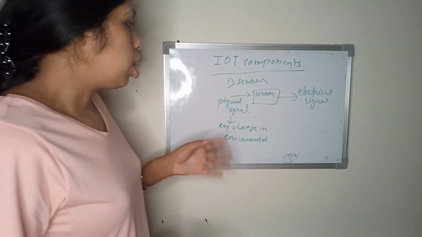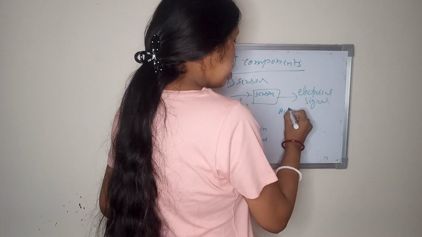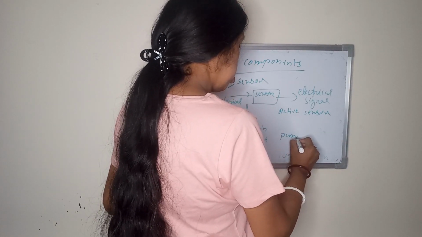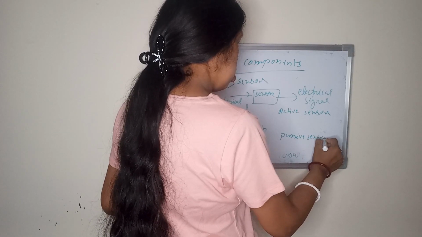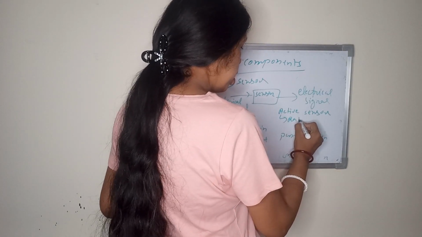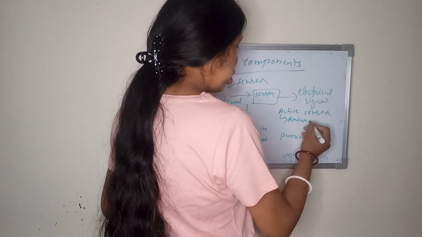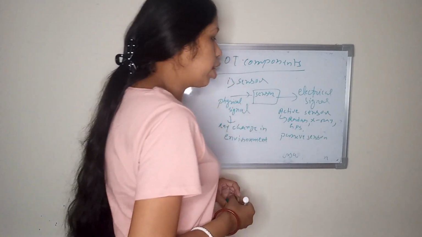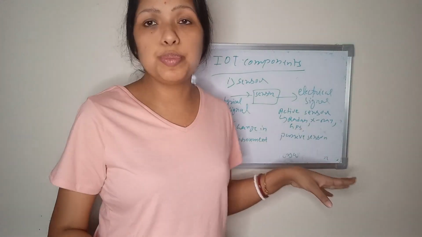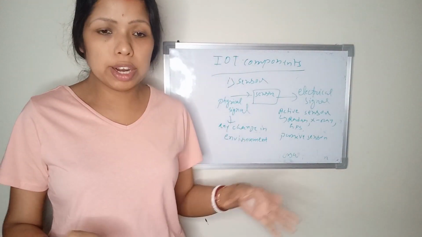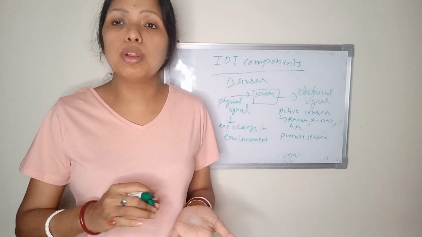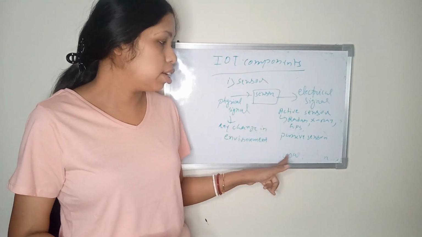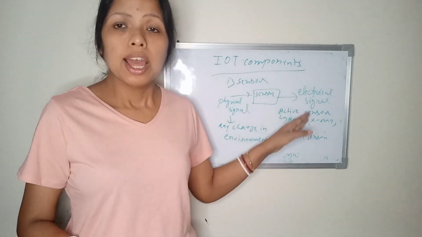There are normally two types of sensors: the active sensor and the passive sensor. Under the active sensor, you can think about radar, X-ray, GPS. These detect real-time data. Radar and GPS mainly detect real-time data. Whatever things are happening now, the same thing will be stored by the sensor immediately. Real-time data can be detected by the sensor, and radar and GPS are under the active sensor.